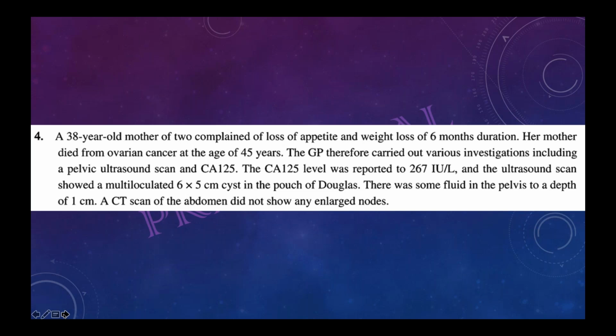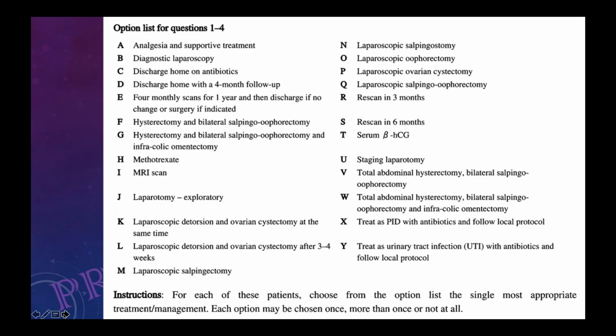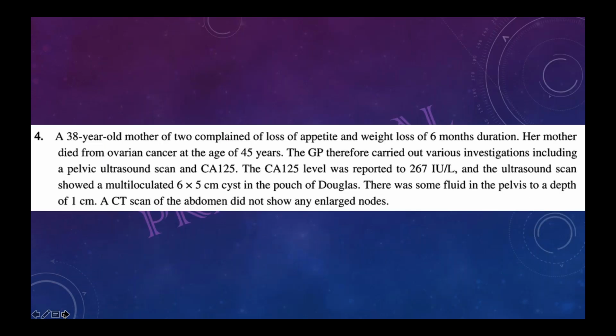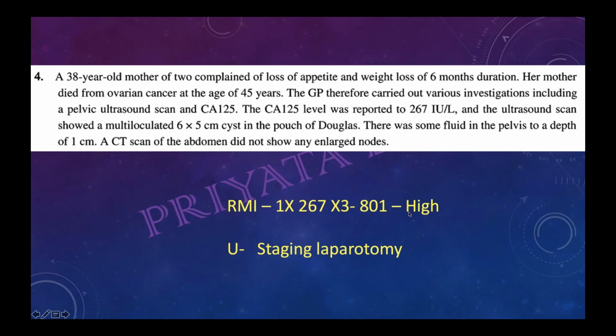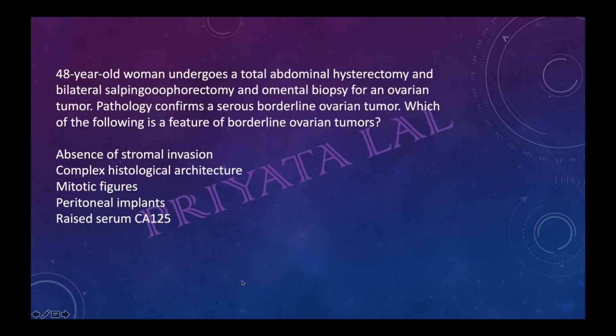A 38-year-old woman with loss of appetite and weight loss for 6 months. Her mother died of ovarian cancer. The GP performed a CA125 test, which is 267. Multiloculated cyst with some fluid of 1 centimeter. CT scan shows no enlarged lymph node. What is the treatment? Surgical staging. Very good. RMI is very high, so the answer will be surgical staging.